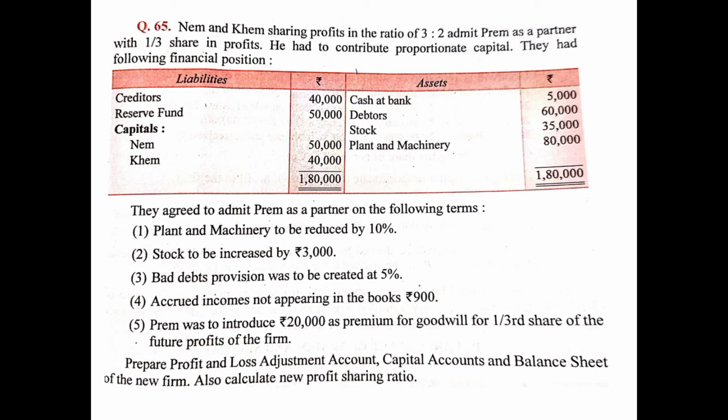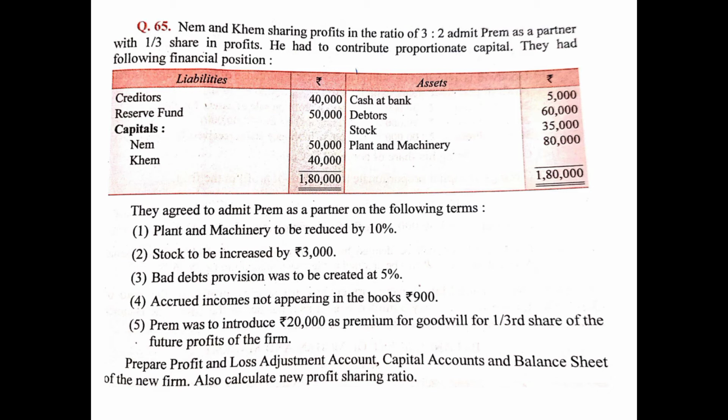And as already given before the balance sheet, we have to calculate the proportionate capital of Prem, the new partner. You have to prepare profit and loss adjustment account, capital accounts and the balance sheet of the new firm. You also have to calculate the new profit sharing ratio.